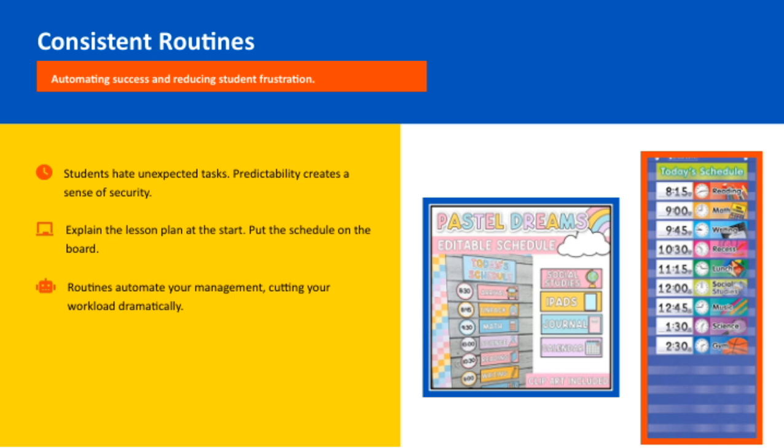By automating success through consistent routines, we not only make our jobs easier, but we also create a more positive learning environment. When students know what to expect, frustration drops and engagement increases. So the key takeaway here is that consistent routines are the backbone of effective classroom management. They help create a structured, secure environment that supports student success and makes your teaching life a lot easier.